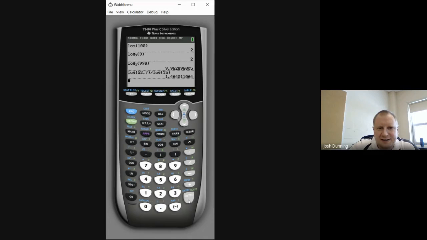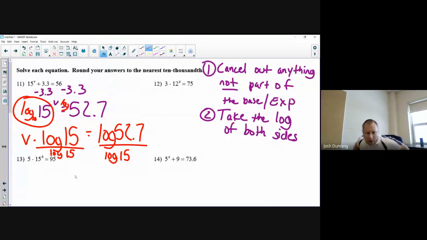So 1.46. Up at the top it said nearest ten thousandths. That's 4 decimal places. I don't care about that. We'll just round to the tenth. So all we had to do there was just type in log 52.7, close parentheses, divide by log of 15. 1.46, we'll say 1.5. So the answer to number 11 is 1.5. Now I'll go back to my notebook. So again, b equals 1.5 for that.